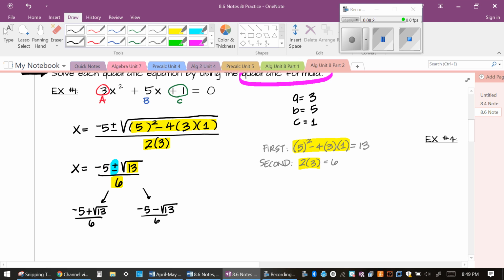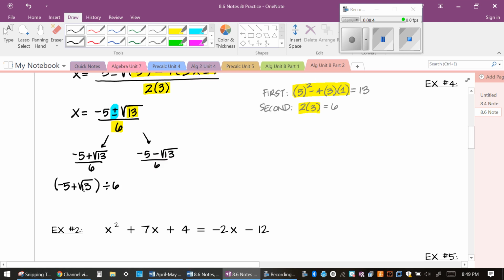Depending on what calculator you have, you need to make sure that you do the top part of the fraction first. So some of you are going to have to use parentheses. So we need to find negative 5 plus the square root of 13, put it in parentheses, and then divide by 6. Be careful because some calculators have an extra set of parentheses here, and so you're going to have to close it off.